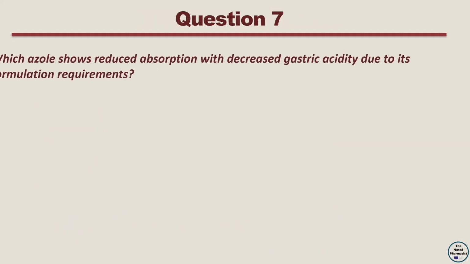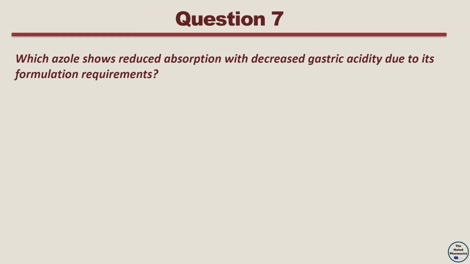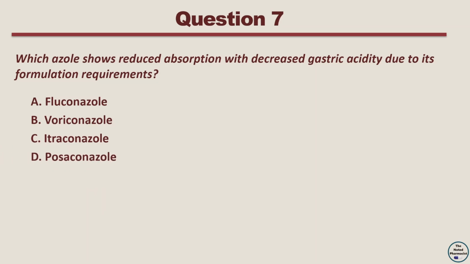Question 7. Which azole shows reduced absorption with decreased gastric acidity due to its formulation requirements? Option A, fluconazole. Option B, voriconazole. Option C, itraconazole. Option D, posaconazole. Option E, isovuconazole.